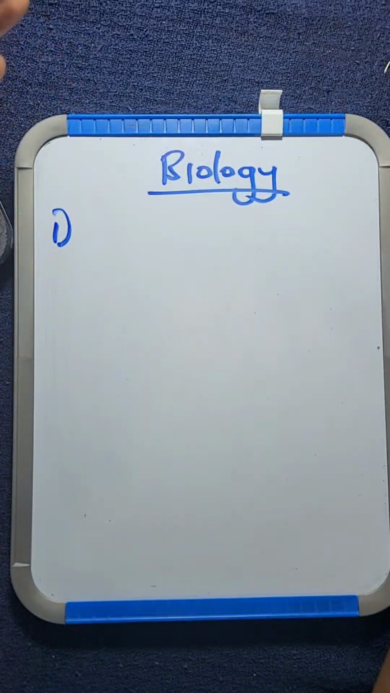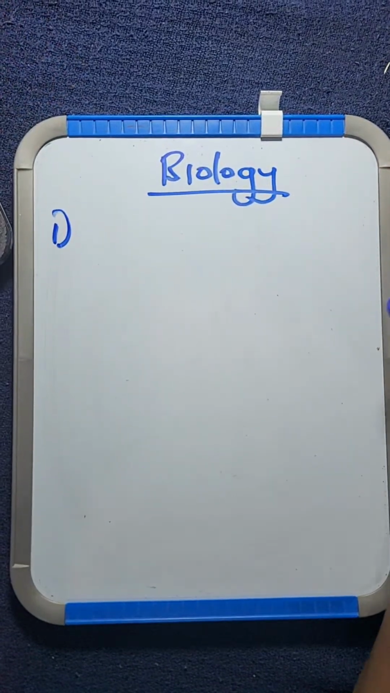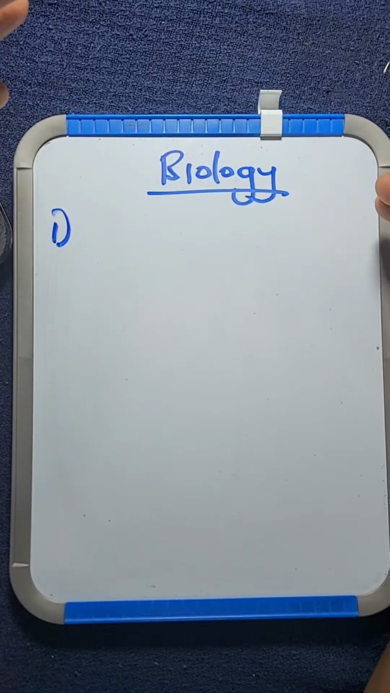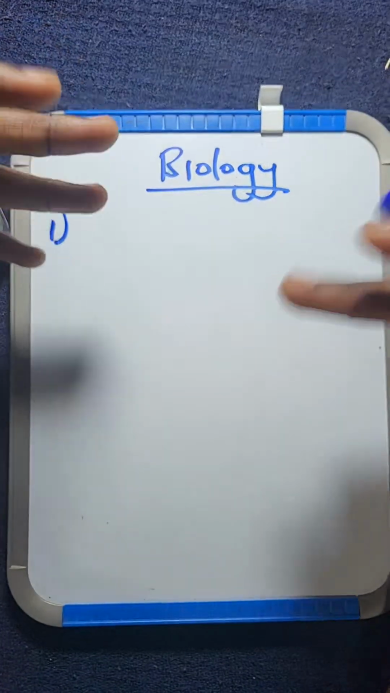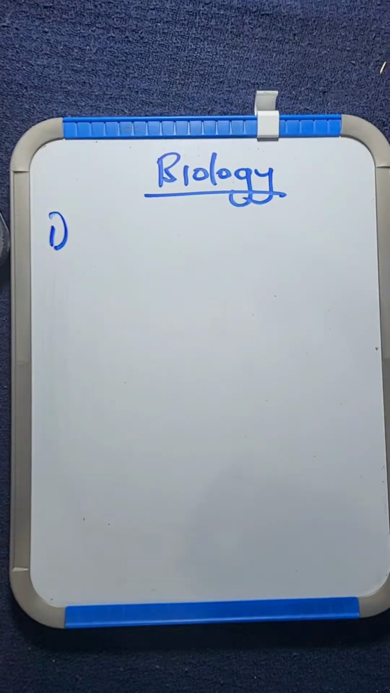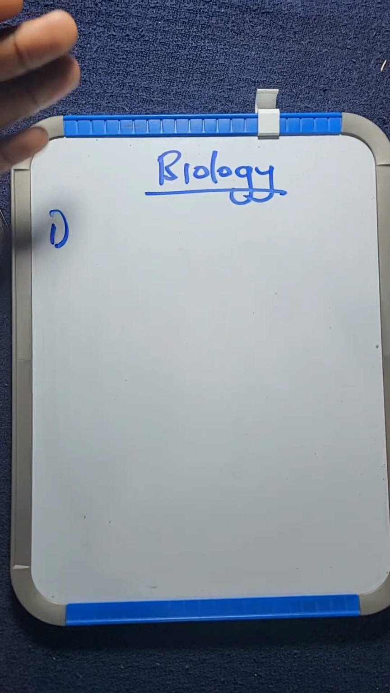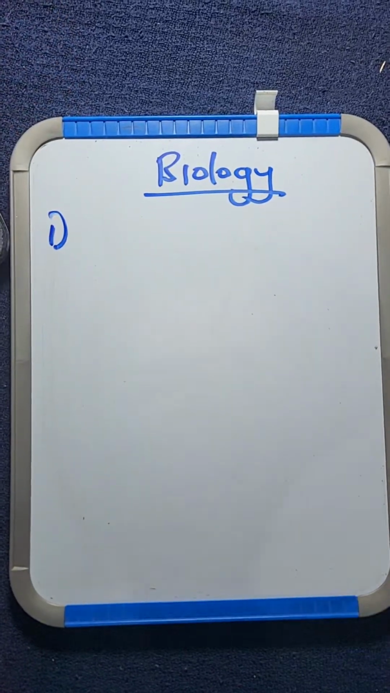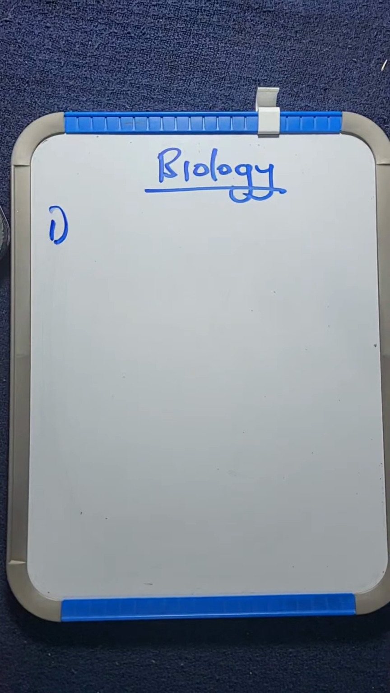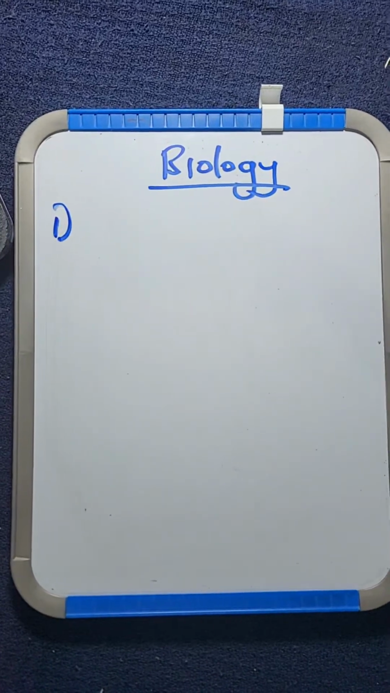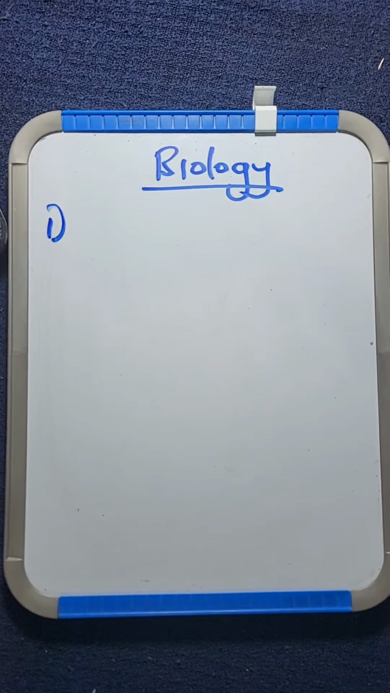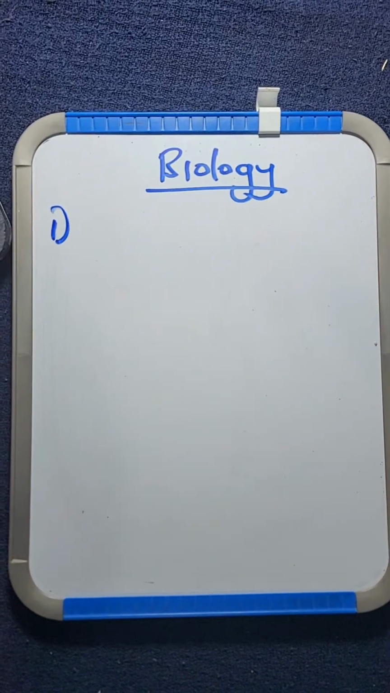Now, when you look at the transport system in animals, to be specific, human beings, okay, the transport system in animals is made up of three things. What are these three things, my excellent students? What are the three things that make up the transport system in animals?